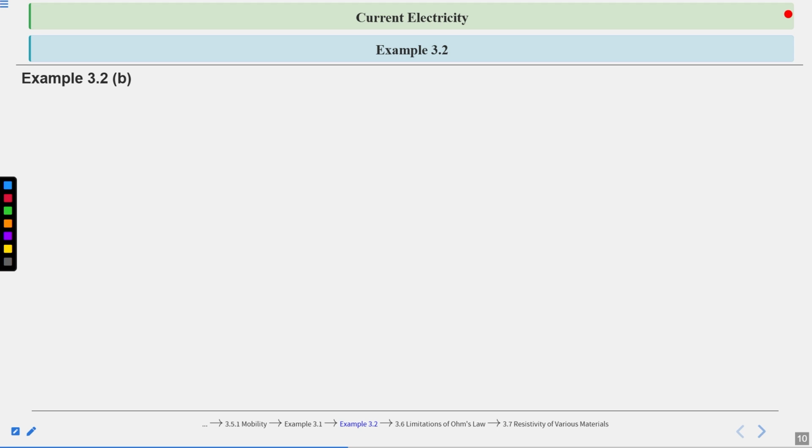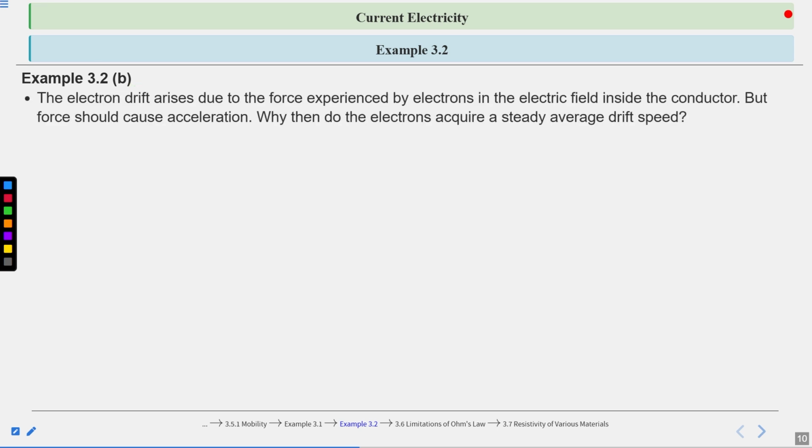Okay, example 3.2b part. The electron drift arises due to force experienced by the electron in the electric field inside the conductor, but force should cause acceleration. Why then do electrons acquire a steady average drift velocity?